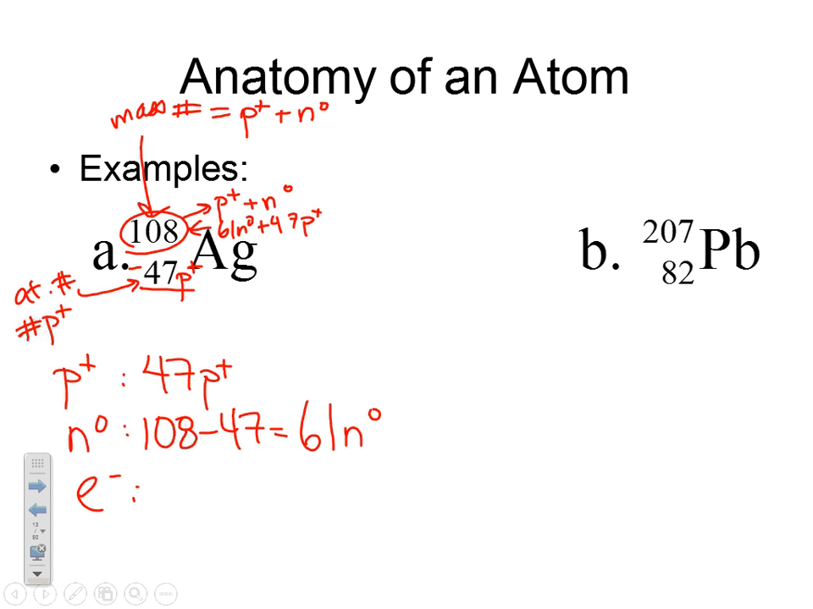And number of electrons, well, this is an atom. Again, atoms are electrically neutral, which means that the number of protons must be equal to the number of electrons. These guys have to be the same for an atom.